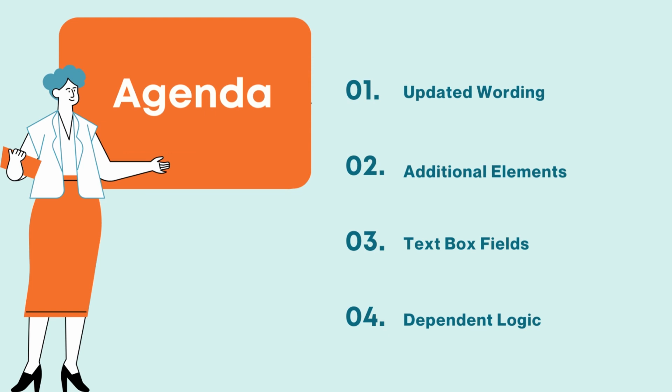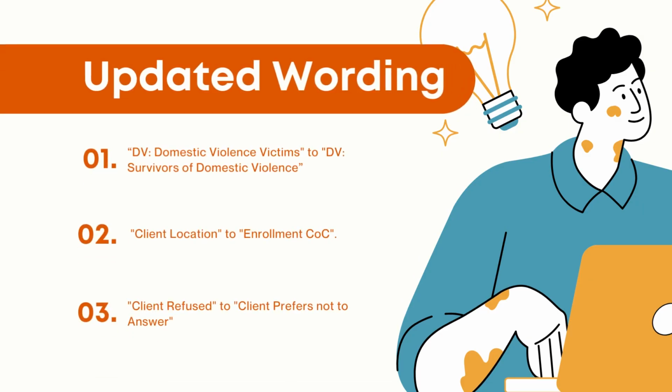So, what's our agenda for today? We're going to be going over some updated wording, some added elements, text box fields, and dependent logic. So, updated wording. The DV domestic violence victims has now been changed to DV survivors of domestic violence. Client location has been changed to enrollment COC. Client refuse has been changed to client prefers not to answer.